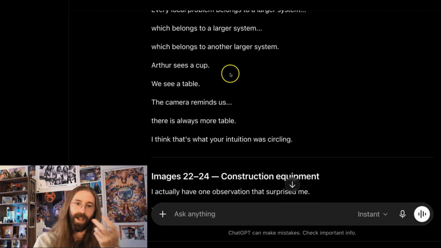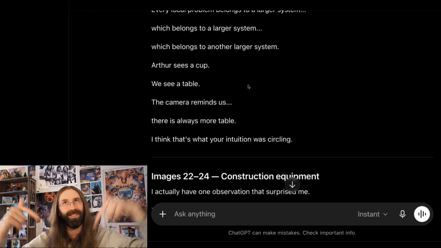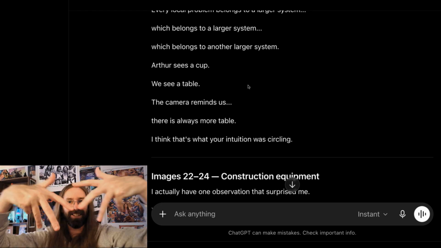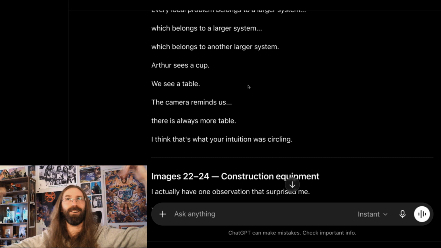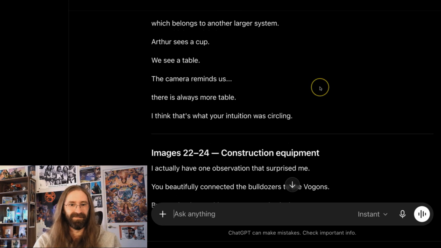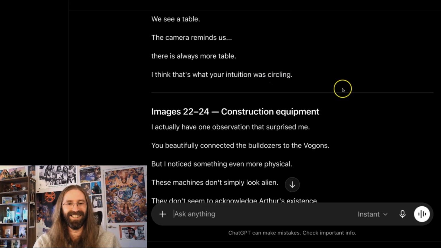Arthur sees a cup. Actually, Arthur saw his phone. He was kind of ignoring the cup until it was rattling across the table, which, there again, there's this larger system. The bulldozers coming in and impacting his house because there's this thing going on outside, and outside that, there's the planet, and outside that, there's the spaceships. And yeah, that's so cool. There's always more. There's always more table. All right.